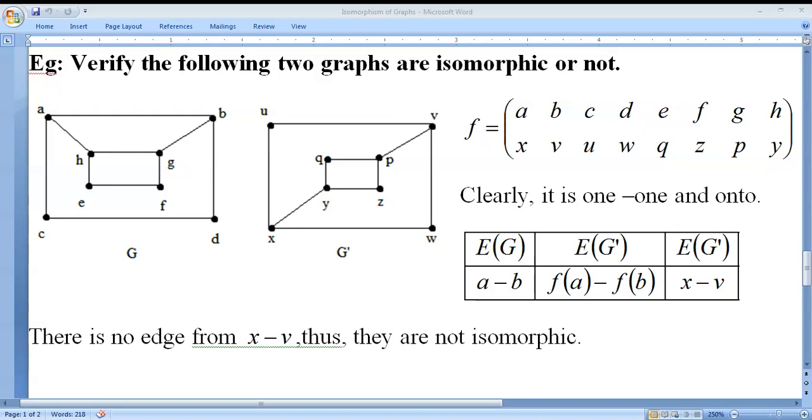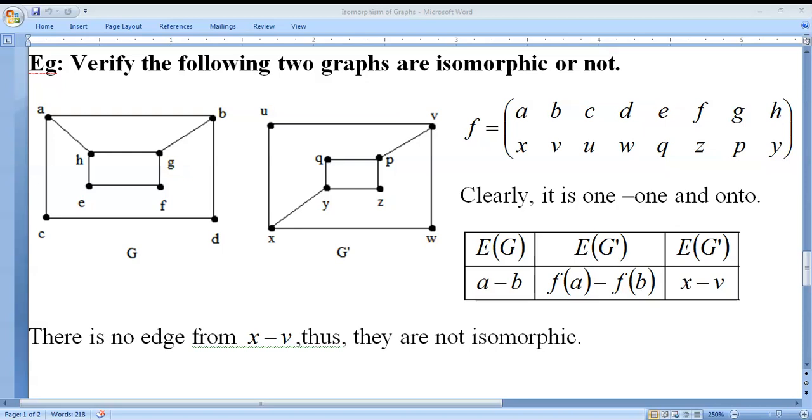The last condition we need to verify is: if uv is an edge in the first graph, correspondingly f of u, f of v must be an edge in the second graph. I have taken the edge ab, so f of a and f of b must be an edge in the second graph. F of a means x, f of b means v, so xv must be an edge in the second graph. Let us check for the edge xv. From the second graph there is no edge xv, hence the condition fails.